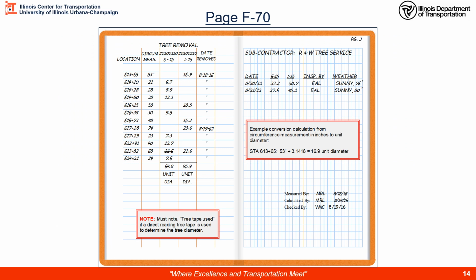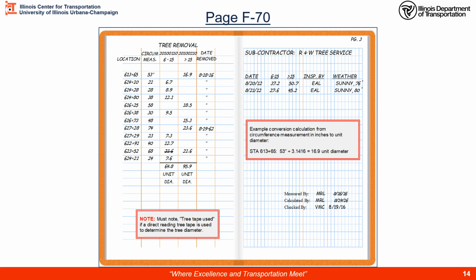Let's go to the documentation guide on page F70. Here we see an example of a field book on tree removal. See the location. It would be ideal if this location information also included left or right of the centerline station, a number of feet where that tree was located.